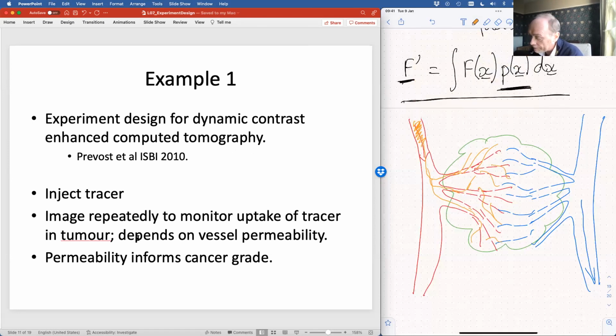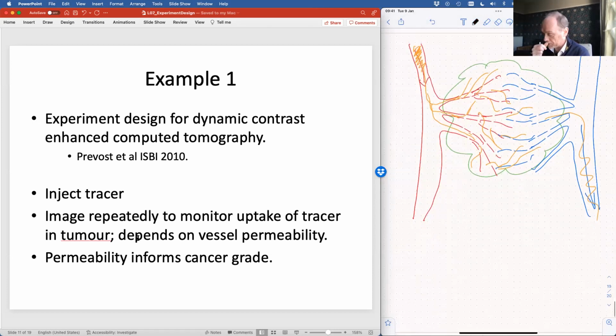And similarly, very rapidly, find its way back in to the veins in the tumor and get washed out quite quickly through the sort of proximal veins and eventually find its way back to the liver and get excreted. But the point is, the more permeable the blood vessels in the tumor, the more quickly we see uptake of the radio tracer and washout of the radio tracer.